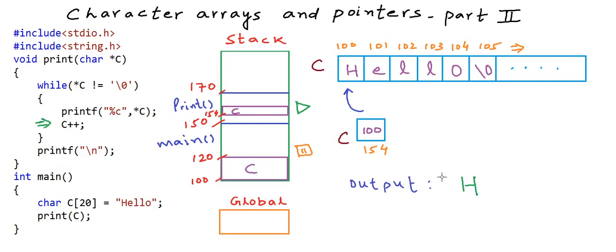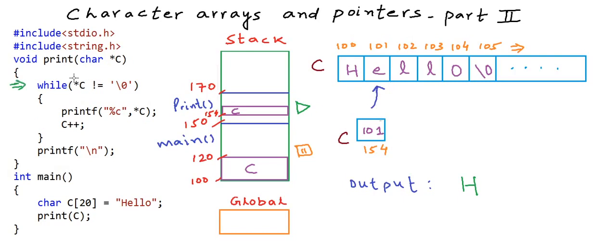If we understand pointer arithmetic from our previous lessons, incrementing a pointer by 1 unit increments the address by the size of the data type that the pointer points to. c here is a pointer to character data type, and character data type is 1 byte. So c plus 1, c++, is saying c is equal to c plus 1. So c now becomes 101. So now c points to the second character in the array.